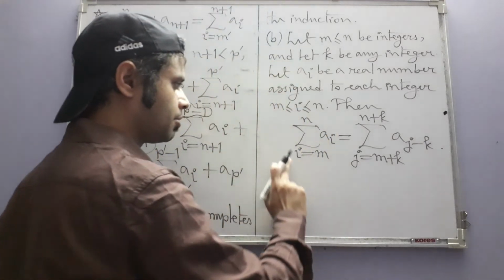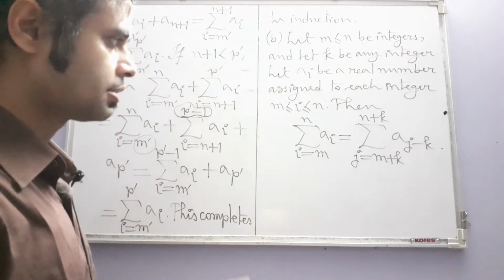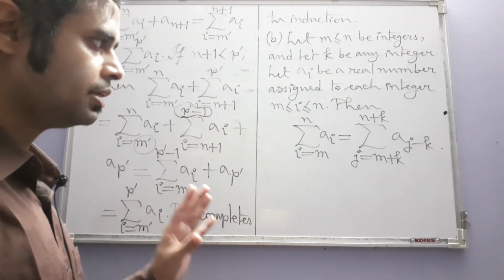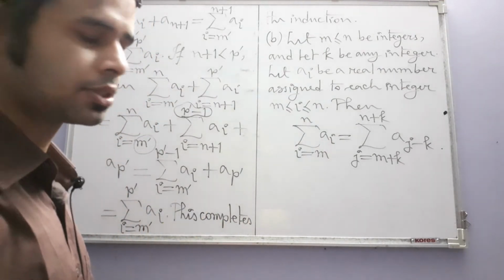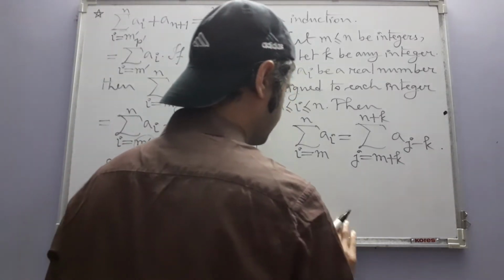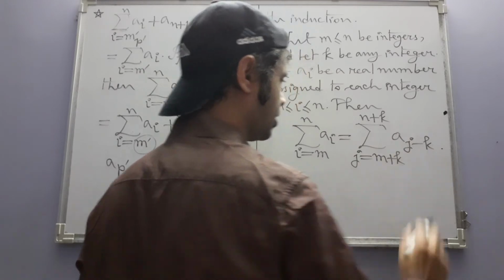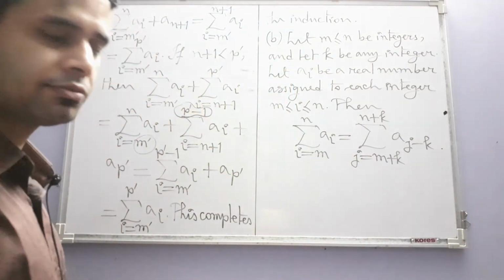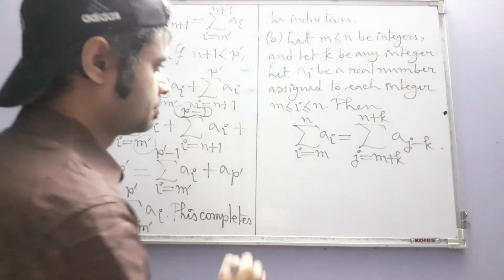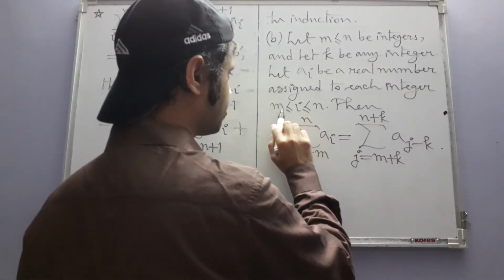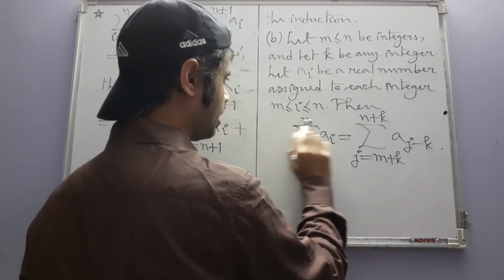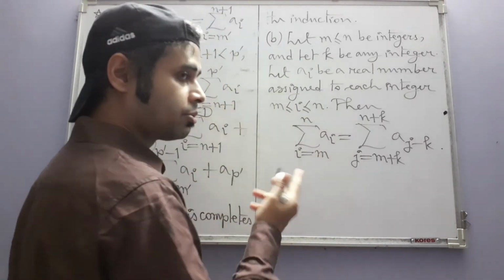There is no problem with the first series. The second series, however, we need to make sure of something. You see, we are talking about a j minus k. Do we have these things? I mean, a_i is defined only for these values of i. Now what about j minus k?